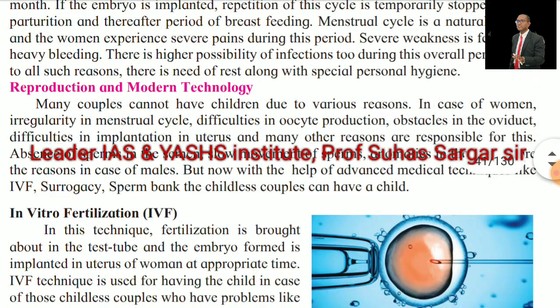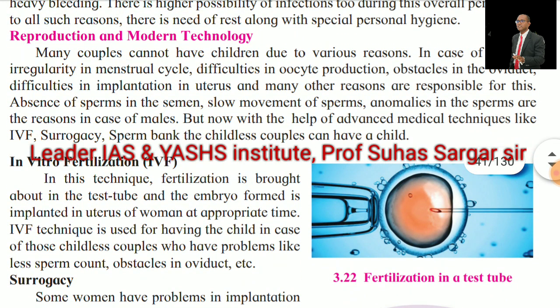Reproduction and modern technology. Many couples cannot have children due to various reasons. In case of women, irregularity in the menstrual cycle, difficulties in oocyte production, obstacles in the oviduct, difficulties in implantation in the uterus, and many other reasons are responsible. Absence of sperm in the semen, slow movement of sperm, and anomalies in the sperm are the reasons in case of males. But now, with the help of advanced medical techniques like IVF, surrogacy, and sperm bank, a childless couple can have a child.